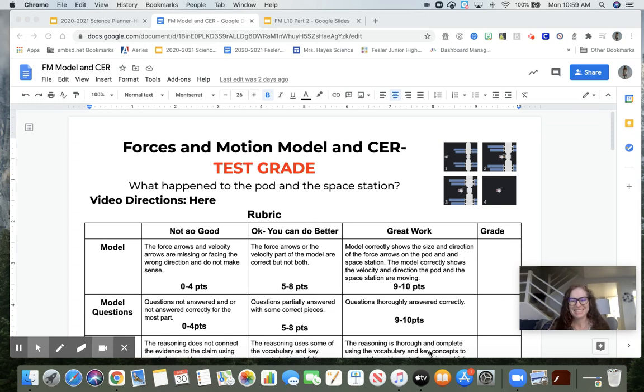All right, Falcons. So this is our written test grade for the unit, so make sure we do a good job. We're going to do forces in motion model and CER. This is not as in-depth as it was for the energy unit, just to warn you guys. So we're documenting what happened to the pod and the space station. That's what we're figuring out here.